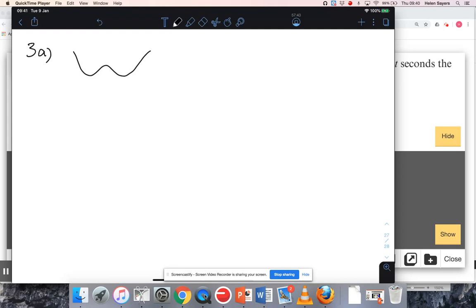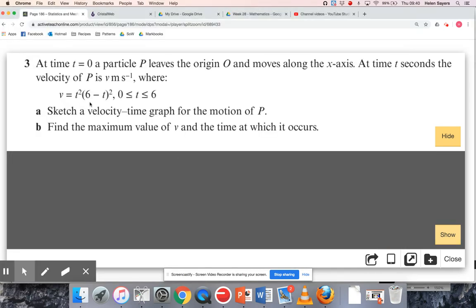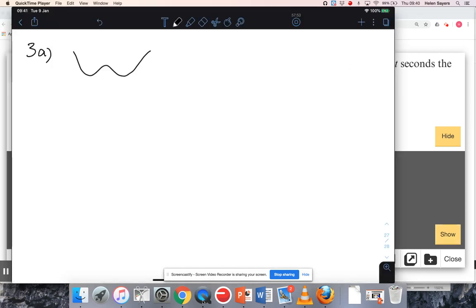Don't be tempted to start expanding this out, because if ever you want to sketch a graph, you want it factorized, and that is fully factorized. So in fact, we've got 2 repeated roots. Sorry, it's not y, is it? It's v. So we've got t squared and 6 minus t all squared, so we've got repeated roots at t is 0 and t is 6.